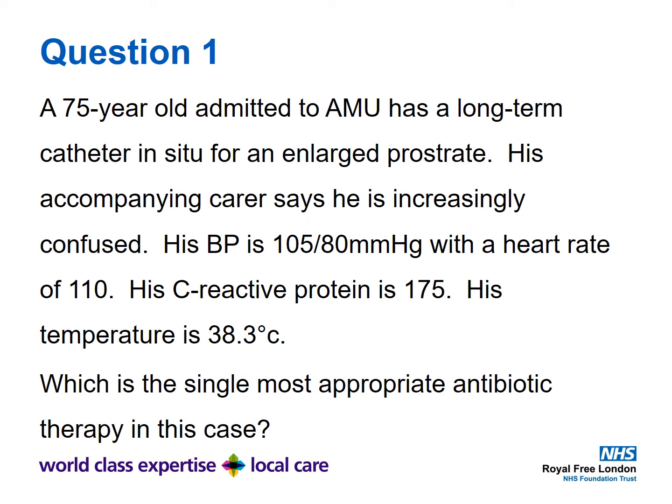Question 1. A 75-year-old admitted to the acute medicine unit has a long-term catheter in situ for an enlarged prostate. His accompanying carer says he is increasingly confused. His blood pressure is 105/80 with a heart rate of 110 beats per minute. His CRP is 175. His temperature is 38.3 degrees Celsius. Which is the single most appropriate antibiotic therapy in this case?